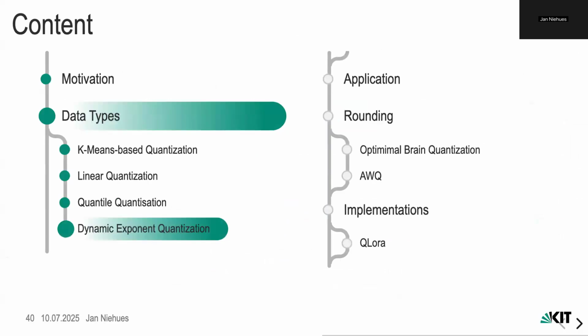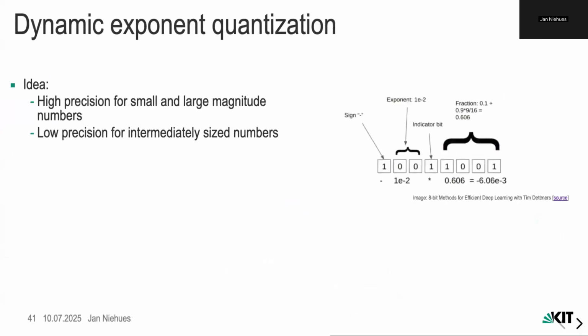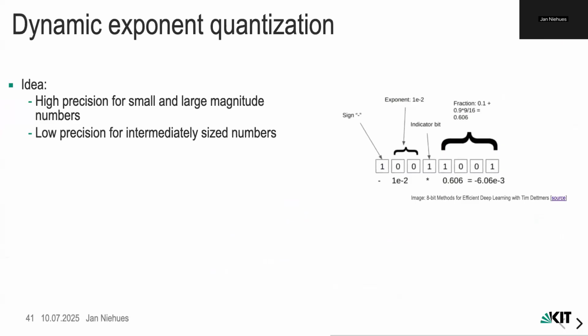There is one last different way of doing this type of data type, and that's what's called the dynamic exponent quantization. We'll only have it very briefly. The idea is that we want to have high precision for small and large magnitude numbers, and not for the intermediate ones. And the idea here is that we no longer have fixed lengths of your exponent, but you can have different lengths of your exponent.